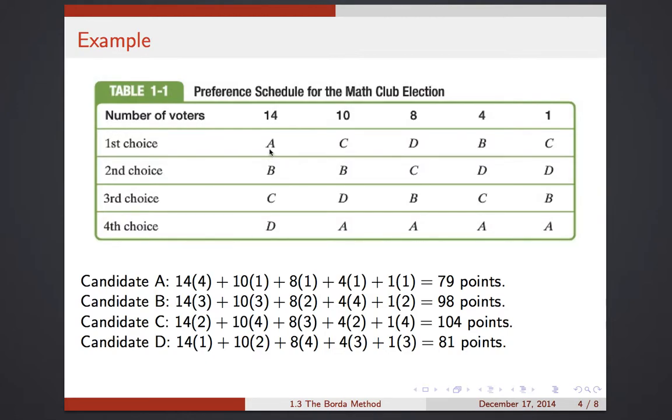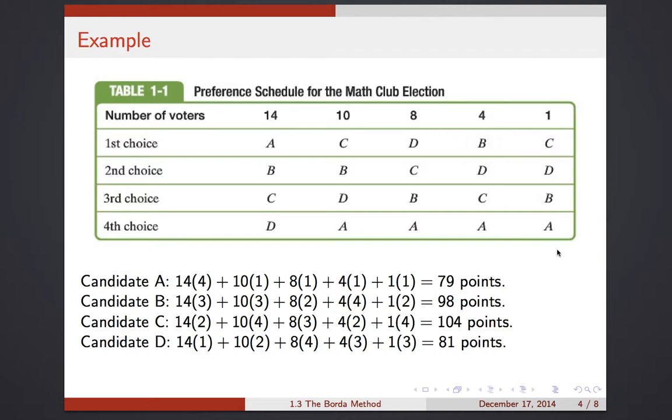If somebody hands you this preference table and says, who do you think should be the winner of this election? Who most represents the voice of the people here, right? I'm not sure that I would choose candidate A because, yeah, 14 people really liked him. These 14 people ranked him first. But there are 23 other people, right? 10 plus 8 plus 4 plus 1 is 23. There are 23 other people that ranked him last. They ranked him as their fourth choice.